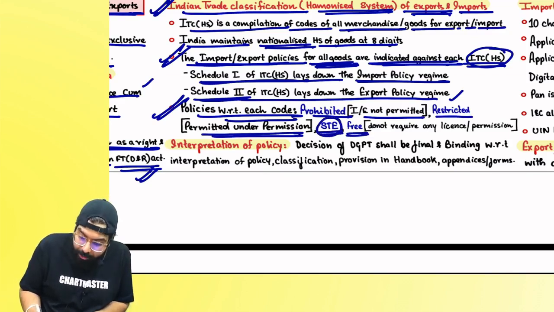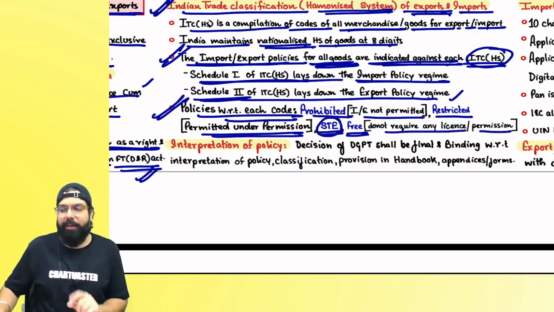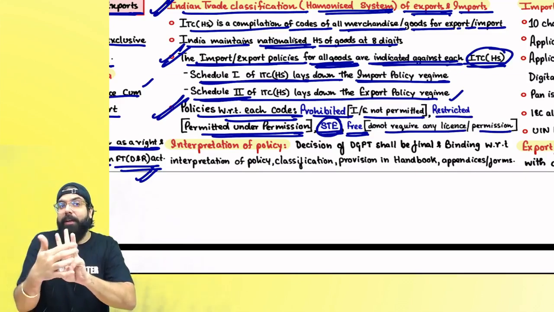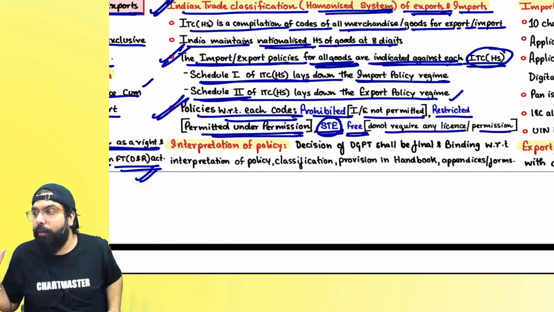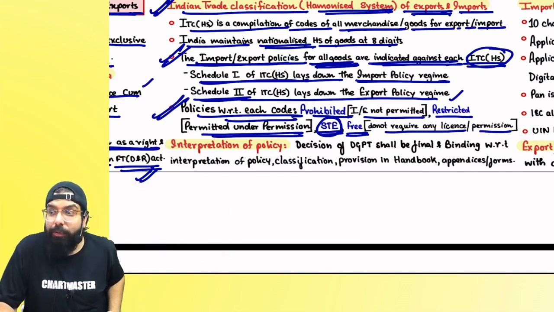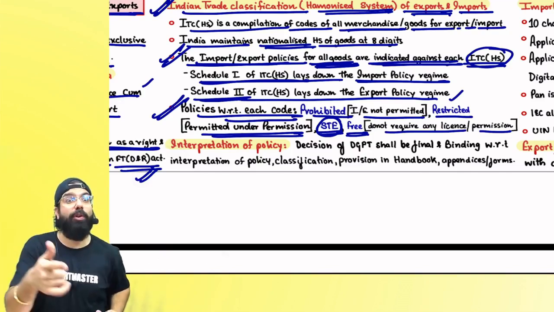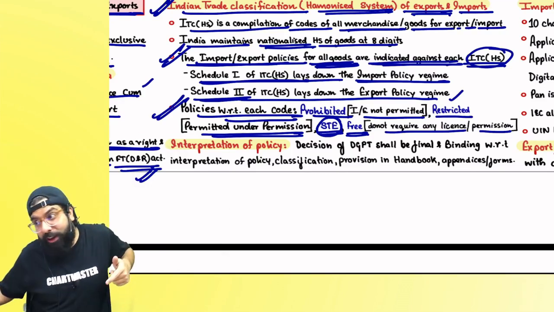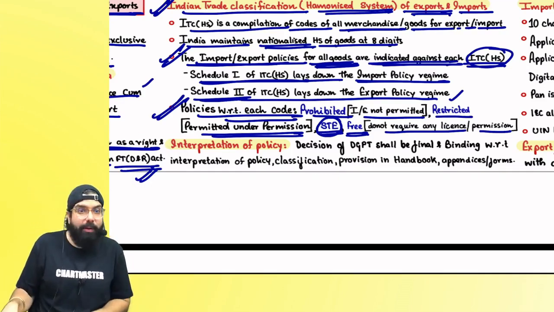Okay? Free, do not require any license or permission. Restricted, need some permission. Prohibited, you can't get at all. Prohibited item, you can't get it, they have told. In baggage also you can't get. So customs has to make sure. Are we clear, everyone? Next.